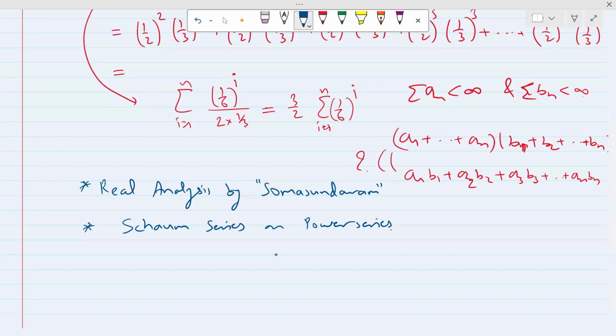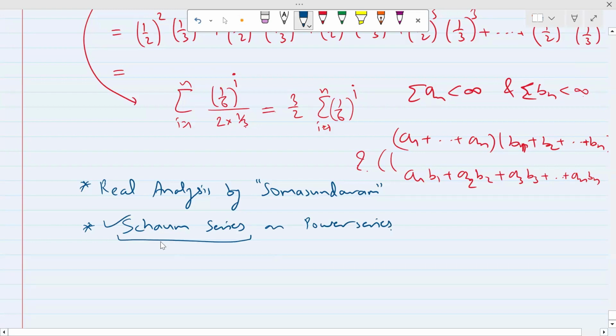Schaum's series books are available on each topic: vector algebra, linear algebra, matrices, one variable calculus, multivariable calculus, real analysis. So you have to search for a book which contains solved examples on power series. This particular book has only solved problems, no theory, only definitions, statements, and solved problems. But I will prefer the Somasundaram book, which contains plenty of solved problems.